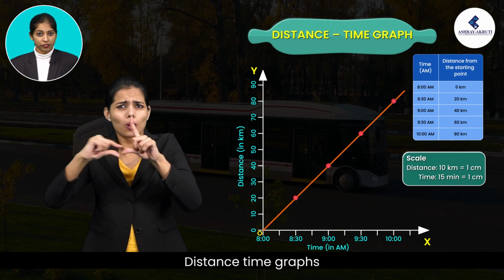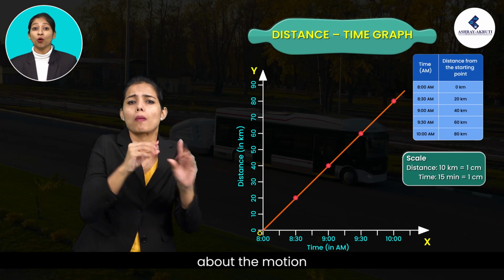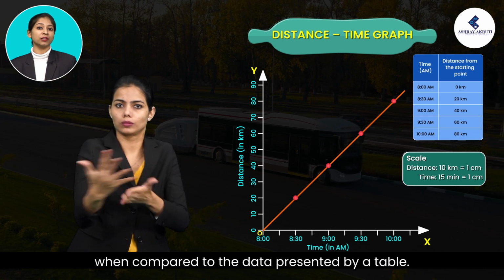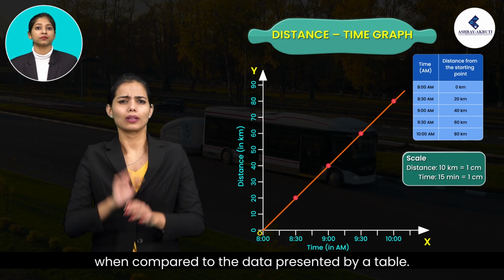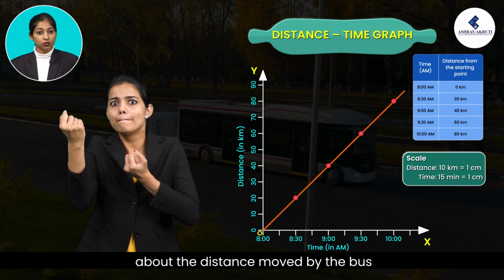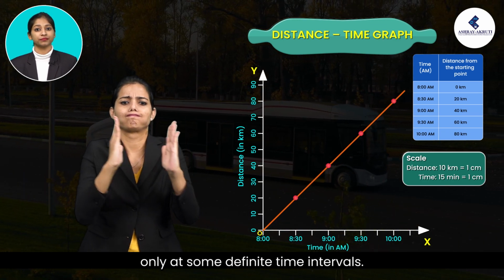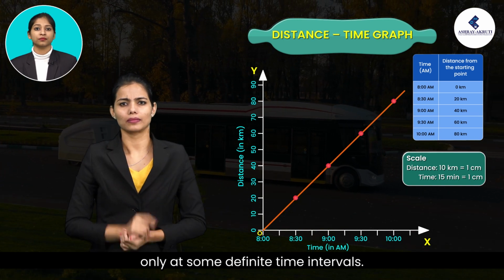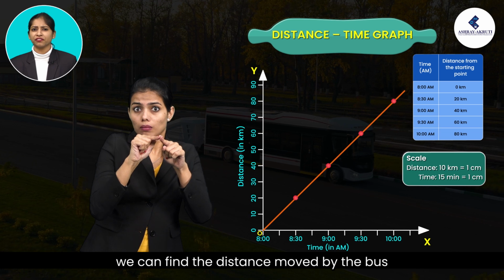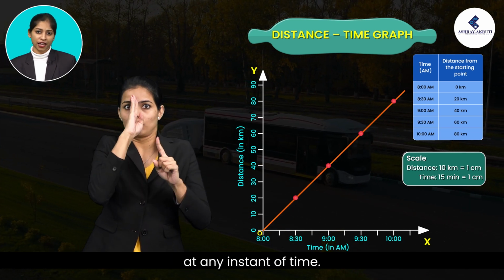Distance time graphs provide a variety of information about the motion when compared to the data presented by a table. The table gives information about the distance moved by the bus only at some definite time intervals. On the other hand, from the distance time graph, we can find the distance moved by the bus at any instant of time.